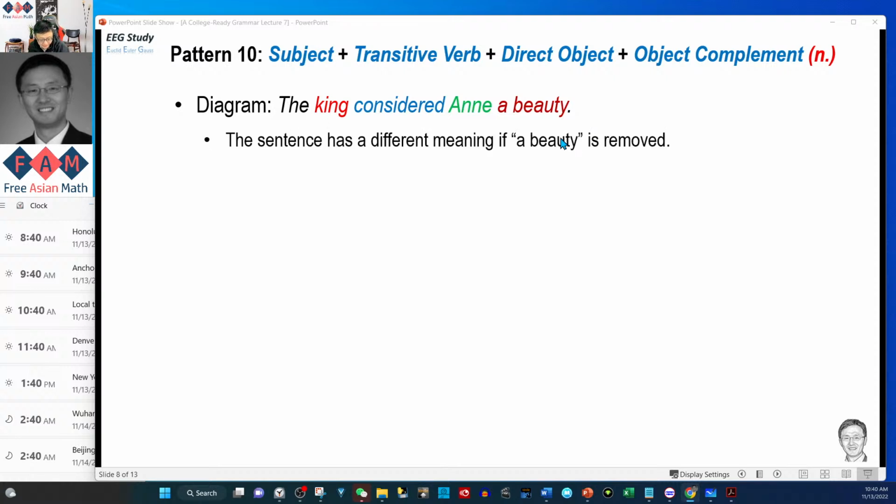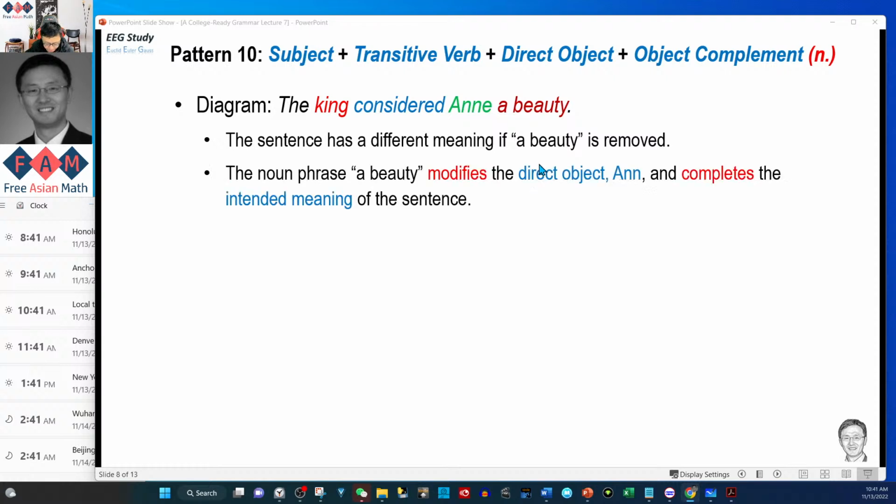Of course, just like earlier, if we remove this beauty, the king considers Anne. Yeah, the sentence still works, but it has a very different meaning. Okay, that consider is not the same consider here. Okay, this version of consider needs a complement. King considers Anne to be something, just to complete that idea. Okay, so just like beautiful, a beauty modifies Anne and completes the intended meaning of the sentence.